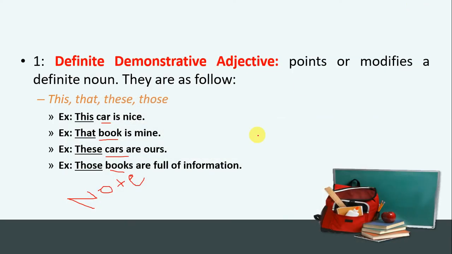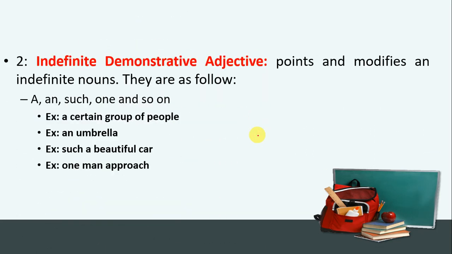Okay. Now let's move on. On the other hand, we have indefinite demonstrative adjectives. From its name it is clear that they are indefinite. They point to and modify indefinite nouns.